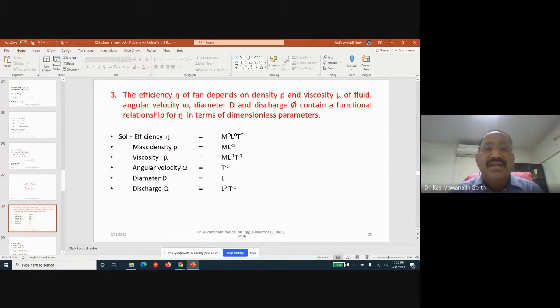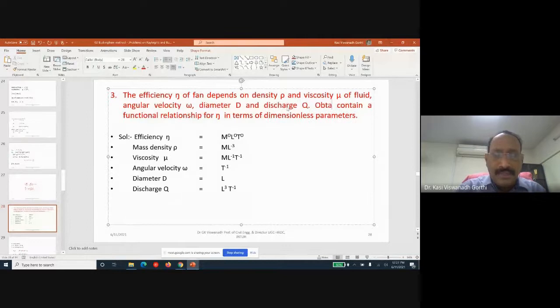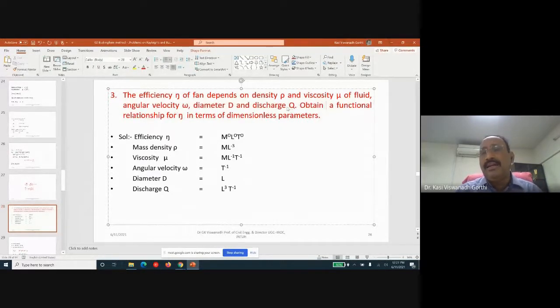Obtain a functional relationship for eta in terms of the dimensionless parameters. This is the discharge capital Q, and obtain a functional relationship for eta in terms of the dimensionless parameters. So what are given here? Efficiency eta depends on so many parameters. So eta is a dependent quantity. What are the other parameters given?